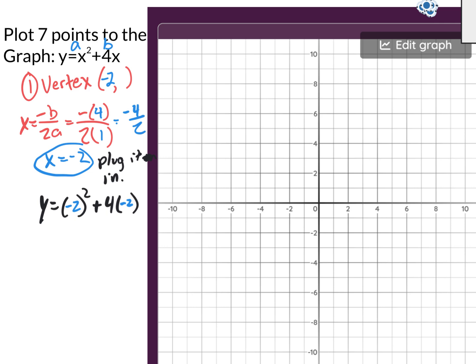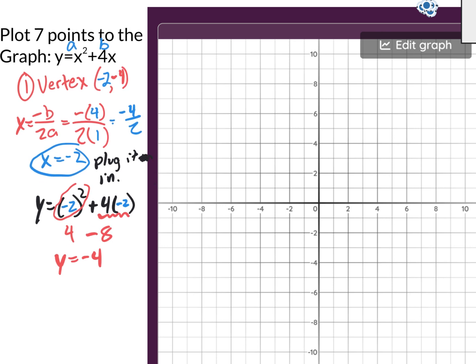So you're going to do the math. -2 in parentheses squared, that's +4. And then over here, 4 times -2, that's a -8. So y really equals a -4. So your vertex, your most important point, is at the location -2, -4.